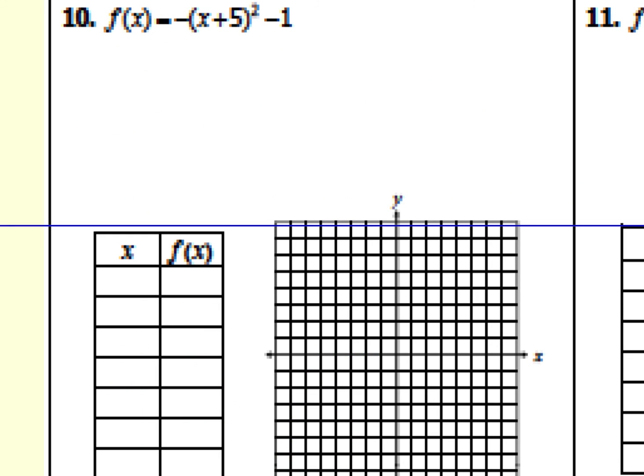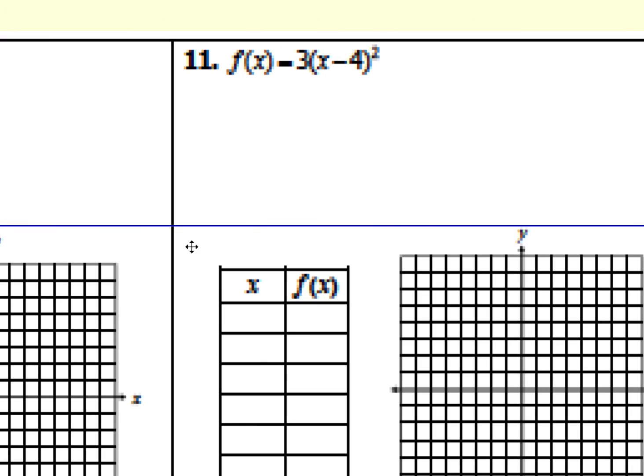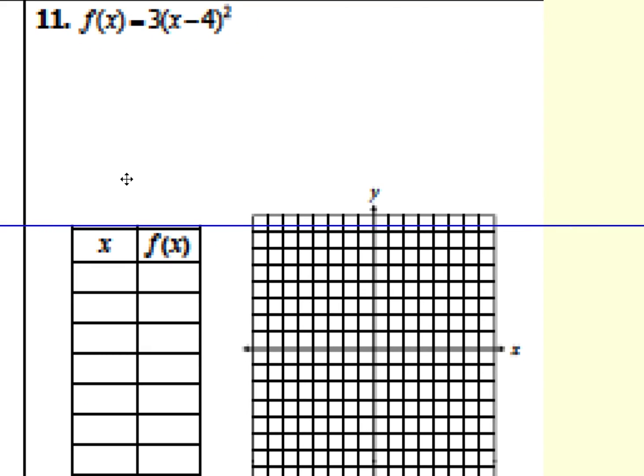Now let's look at one that also has a stretch or a compression. So we're going to look at number 11. Again, we start off by finding the vertex. The vertex is going to be at, what am I subtracting from x, which is 4. What am I adding to the quadratic? Nothing. So the vertex is at 4, 0.